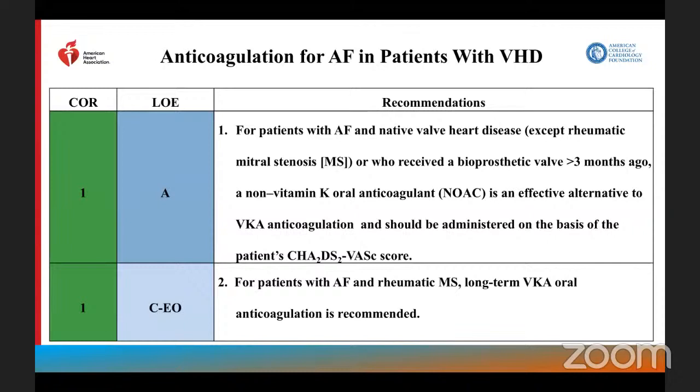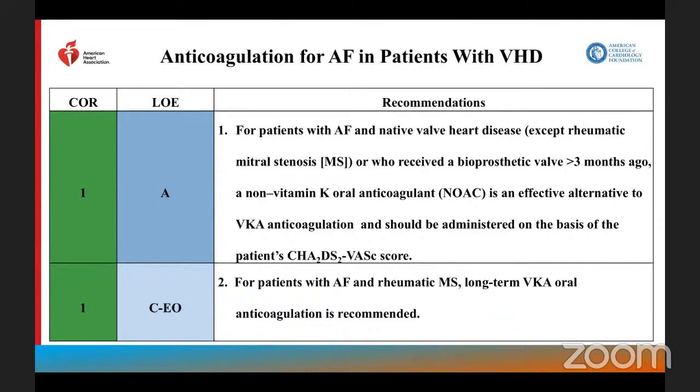Some principles of medical therapy in patients with AF and valvular heart disease. For patients with atrial fibrillation and native valve heart disease, except rheumatic MS, or who received a bioprosthetic valve more than 3 months ago, a non-vitamin K oral anticoagulant, the new NOAC, is an effective alternative to vitamin K anticoagulation and should be administered on the basis of patients' CHA2DS2-VASc score. This is a class 1, level A recommendation.